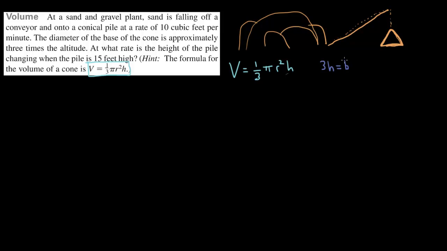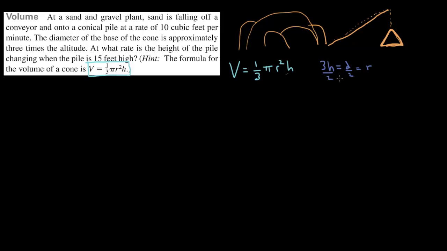Okay? Equals, I shouldn't say base, I should say diameter. So D, 3 times the height equals the diameter. Okay, the diameter of the base of the cone is approximately 3 times the height. The height, altitude is height. But we don't see a diameter over here, we see a radius. So I think we need to divide that by 2, and that's radius. So I think we can say here that radius equals 3h over 2.